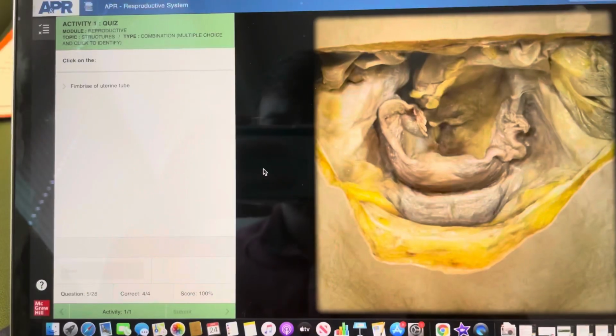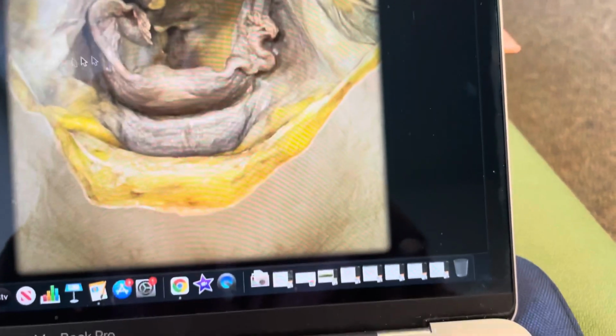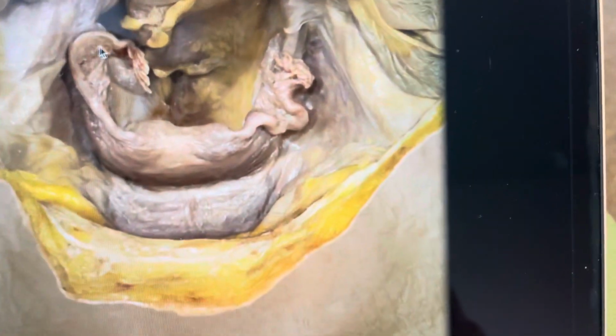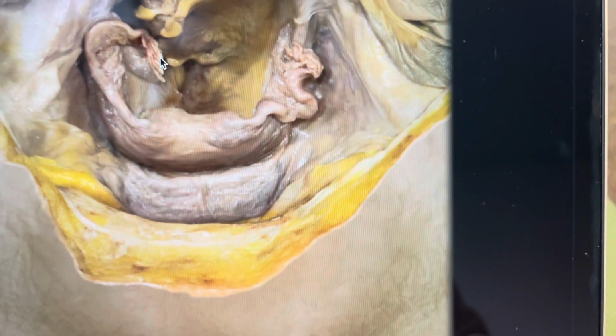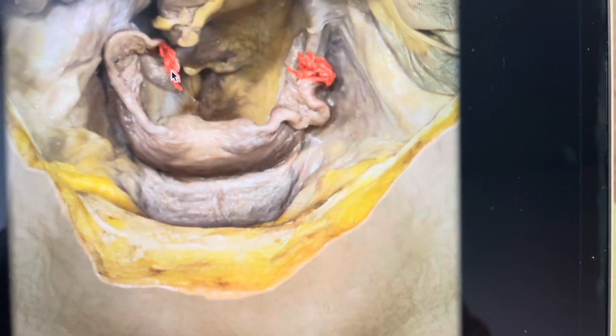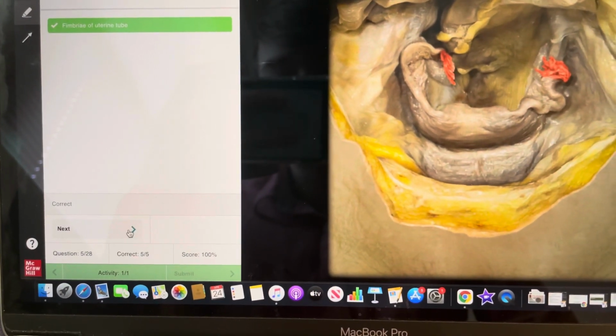So let's go. Another sample question asks where the fimbriae of the uterine tube is. So the uterine tube is all of this here. And the fimbriae are these weird little kind of fish wing looking things on the end of it. So there are the two. There's the other one on the other side. And you can see we're at 5 out of 28. So we got to keep going.